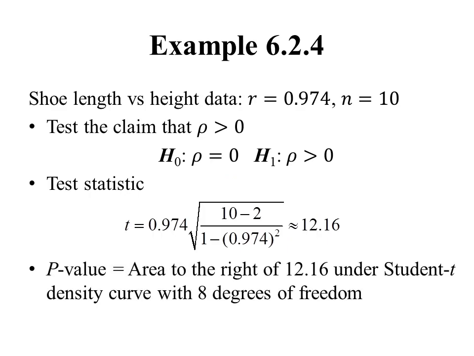Now the p-value is the area to the right of this test statistic under a student t-density curve with 8 degrees of freedom. Now we know it's an area to the right because this is a right-tailed test, and using software, we can show that this p-value is about 0. We'll show how to do that on the calculator here in a bit. But you can imagine that this p-value is pretty small because this test statistic is rather large and the area to the right is going to be pretty small.